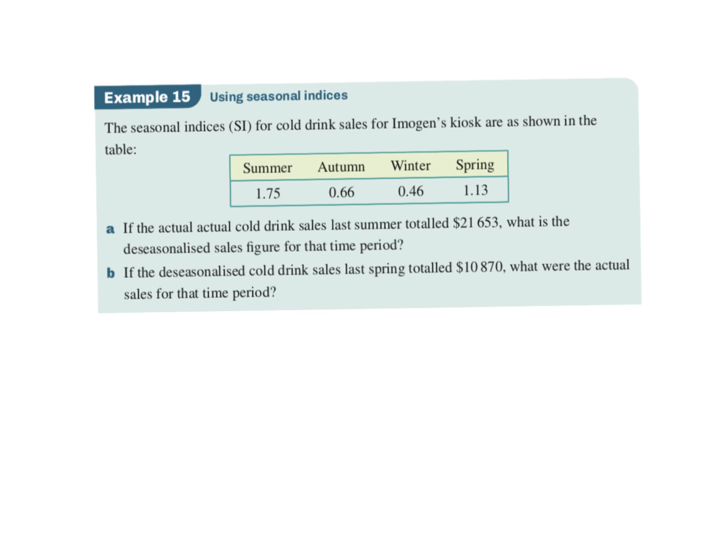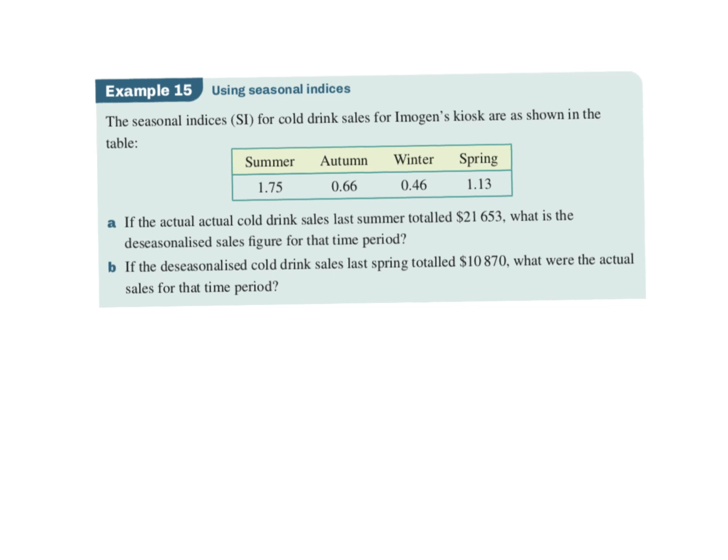Okay, so here we have the seasonal indices for cold drink sales for Imogen's kiosk. So they've told me the seasonal indices here. So which season, I'm just going to test you, which season is 13% above average? Spring. Good, that's exactly right. So let's go through this one. It says if the actual sales of cold drinks for summer is 21,653, what is the deseasonalized value for that?